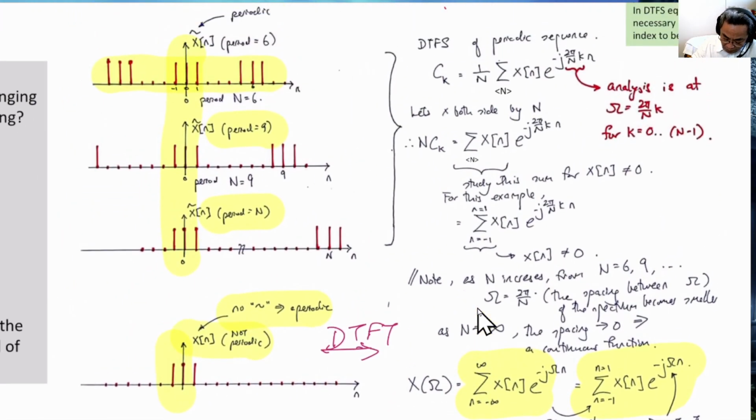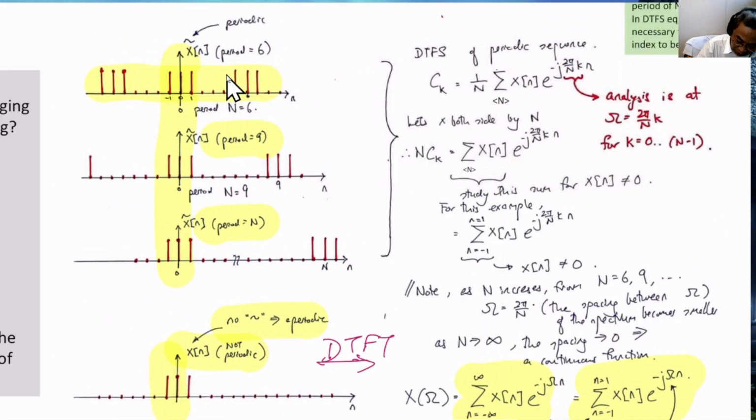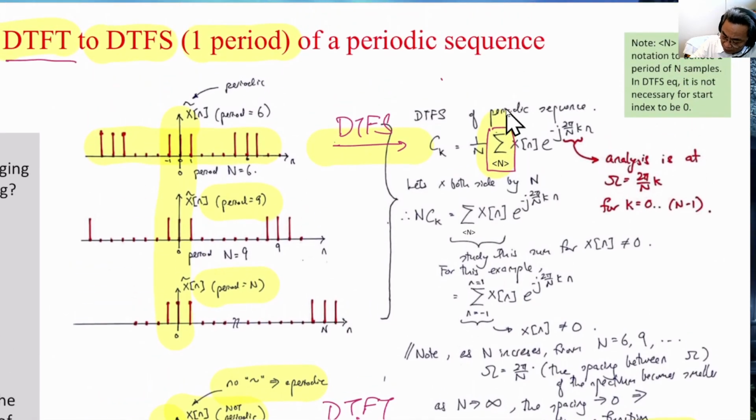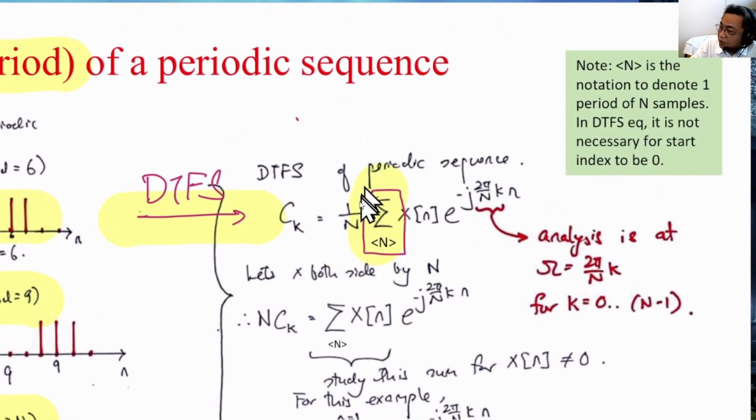Now, let's then study this equation for the DTFS. To take the DTFS of the period 6, we plug in this equation, c_k equals 1 over 6 for period 6, and then we do a sum of N samples. And here typically you go from 0 to N-1. But now I introduce the notation. What we are saying is that actually for DTFS, you can take any N sample period. It does not need to go from 0 to N-1.